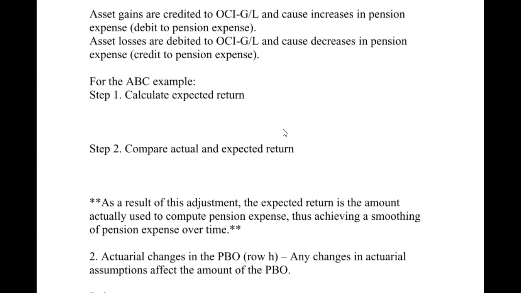Just like we've done in all the prior ones, we've said what we're going to do on the worksheet with them. Asset gains are credited to other comprehensive gain or loss. This is a new column, and it's the last column that we're going to add into a pension worksheet. Remember, last video we saw other comprehensive income for prior service costs, and now we have other comprehensive income for gains and losses. So it's going to be credited to the OCI gain or loss, and then it's going to increase pension expense, so we debit pension expense. And asset losses are the exact opposite.